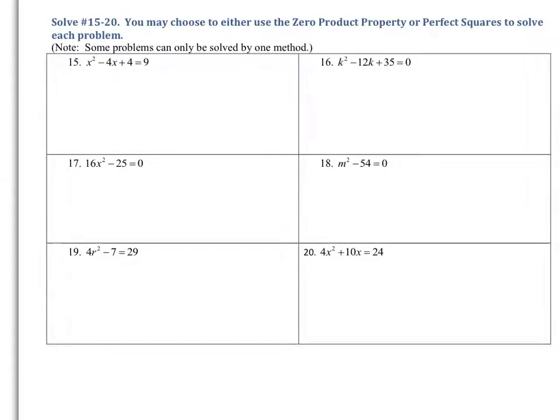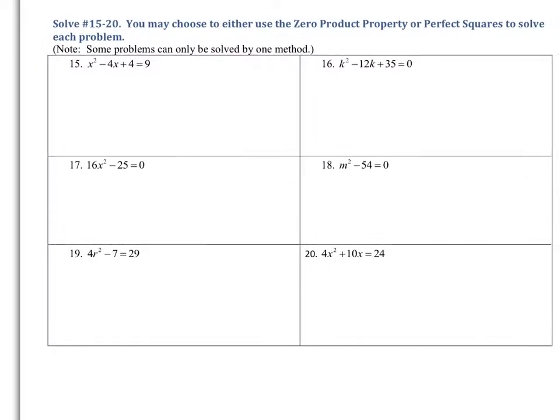And last of all, for the last problem, you get to choose which method you'd like, zero product property or perfect square form. Now some problems might not be able to be factored. If you cannot factor it, then you cannot use the zero product property. And some quadratic equations may not be able to be written as a perfect square, so you'll have to use the zero product property. So if one method doesn't work, then you have to try the other.